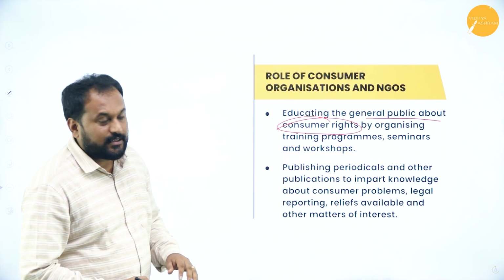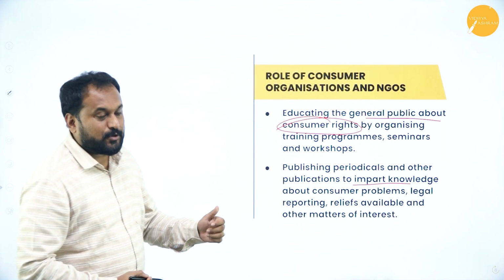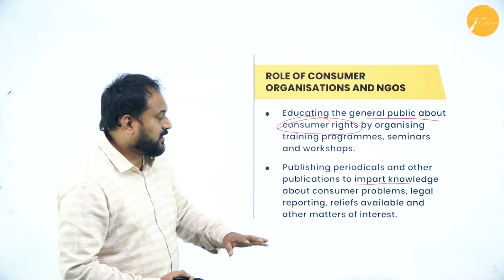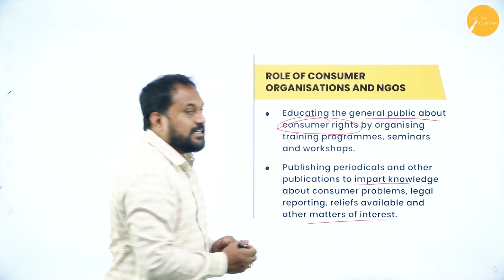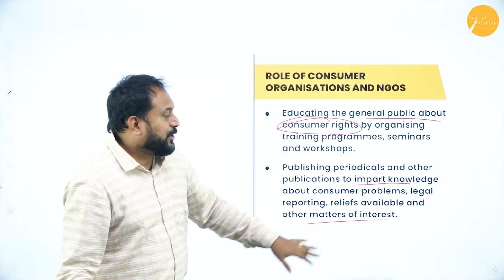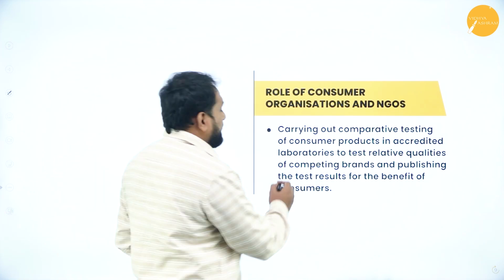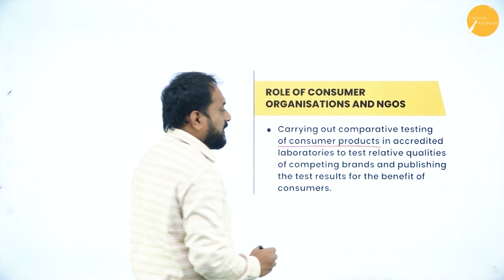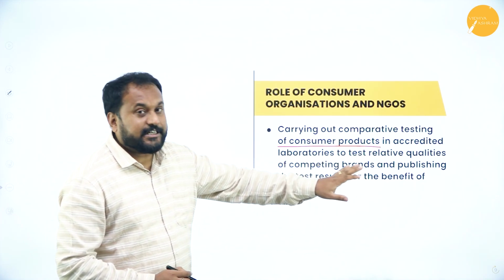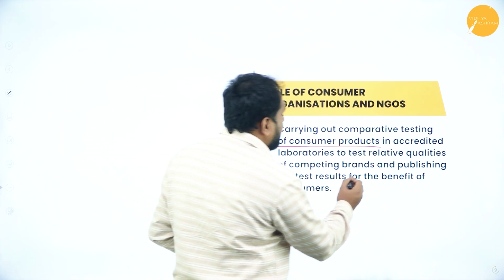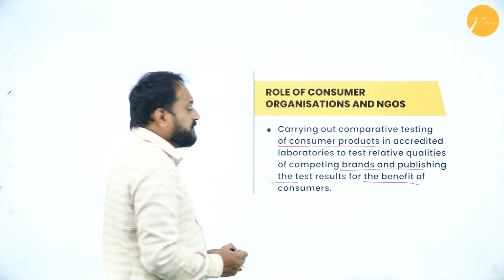Publishing periodically and other publications to impart knowledge about consumer problems, legal reporting, relief available and other matters of interest. So they need to publish that periodically. Next is carrying out comparative testing of consumer products in accredited laboratories to test the relative qualities of competing brands and publishing the test results for the benefit of consumers.